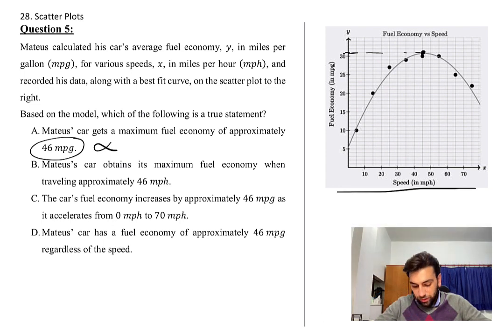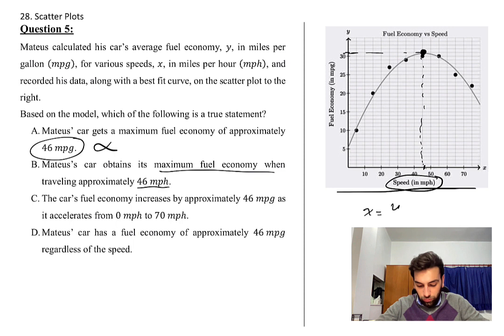Choice number B, Matthew's car obtains its maximum fuel economy when traveling approximately 46 miles per hour. So at a speed of 46 miles per hour, do I get my maximum value? Actually, yes. If you look here at the vertex, it has an x value which is equal to 46 miles per hour. Thus, this is a correct statement.